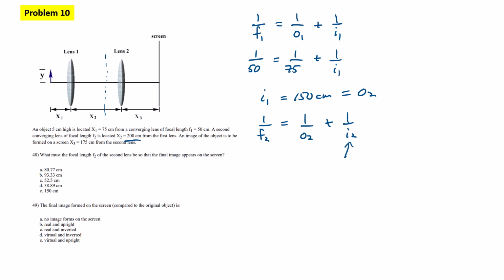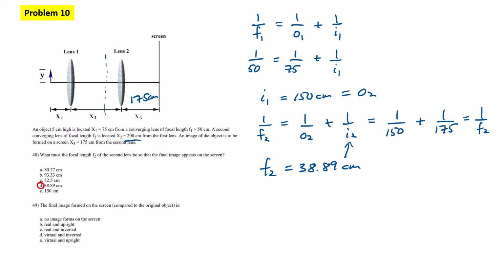So what is this distance over here, I2? Well, they are telling me here that an image is formed on the screen, and they told me that this is 175 centimeters. So that is the distance I2 right here. So this is all we have. We have 1 over 150 plus 1 divided by 175. Okay, and now we simply solve for f2. That's 1 over f2. All right, well, you put the numbers in the calculator, and you should get f2 equal to 38.89 centimeters. And that there looks like it corresponds to choice D.